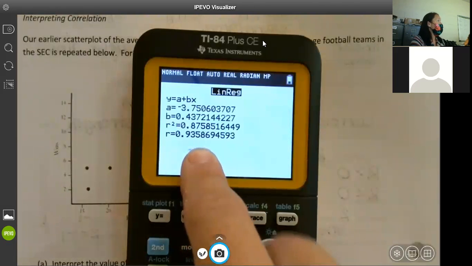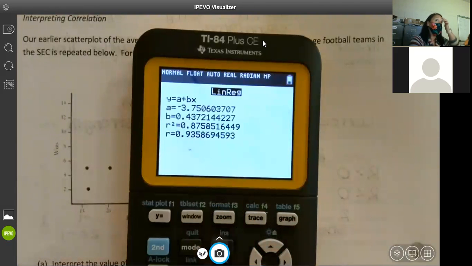So you do linear regression, and you find your equation. Our line of best fit would be negative 3.75 plus 0.44x. That's our line of best fit. Got it? And how do you get that again? Stat, calc, linear regression, the number 8, the second one.